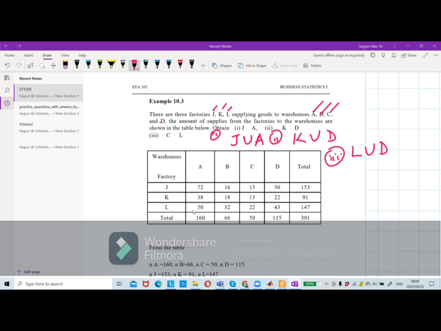Also, another question. Yes, it's L union D. This is according to this solution we have. So please take note of this.